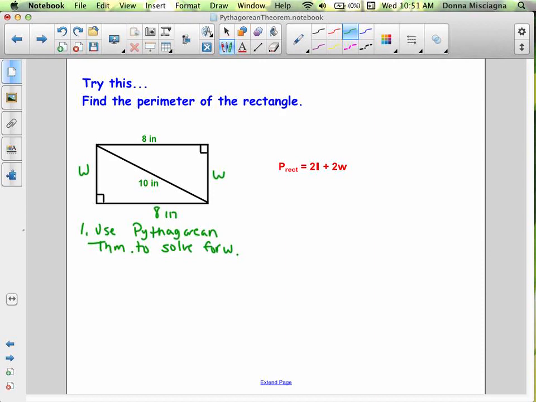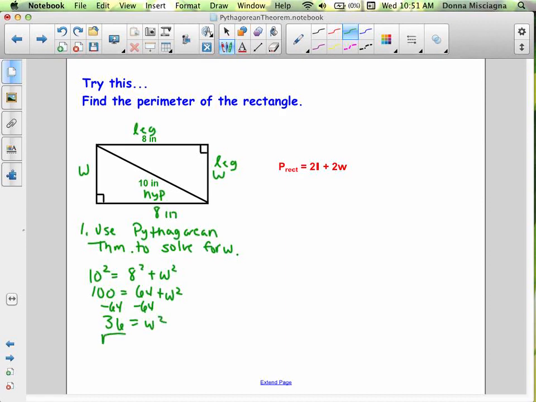Right, so this is a leg, and 8 is a leg, and 10 is opposite the right angle, so that is the hypotenuse. So we have 10 squared equals 8 squared plus W squared. 10 squared is 100, 8 squared is 64. If we subtract 64 from both sides, we have 36 equals W squared.